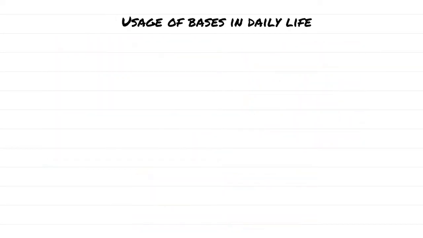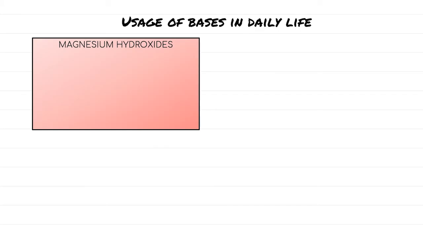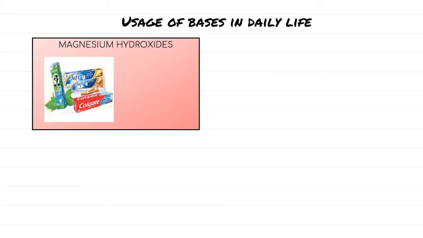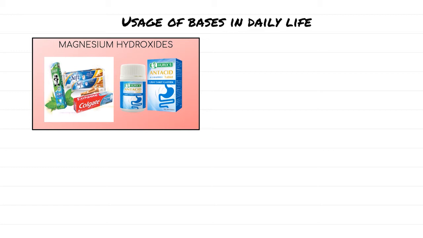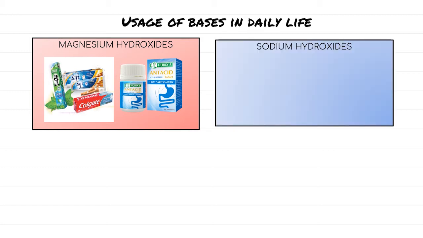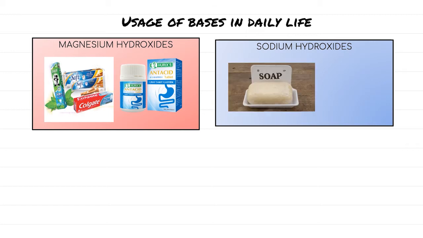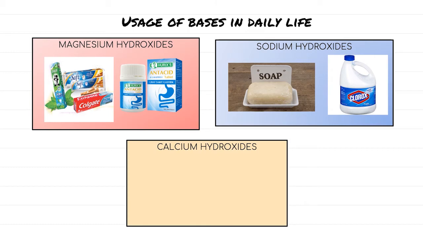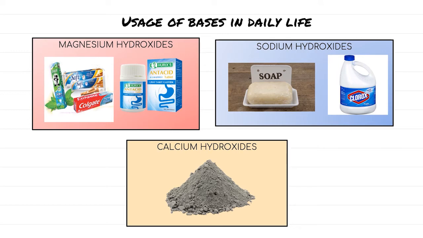Look at the usage of base in daily life. We have, for example, magnesium hydroxide. We can find it in toothpaste and in antacids for gastric. Then we can look at sodium hydroxide. We see it in soap and bleach. Here is calcium hydroxide. So there is a lot of usage of acid and base in daily life. The matter is whether we know and are concerned about it.